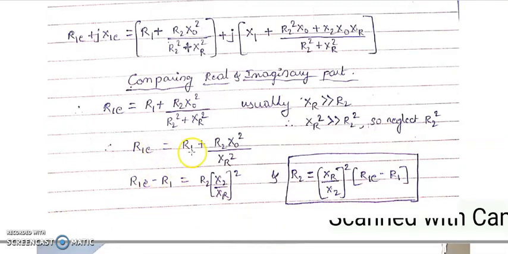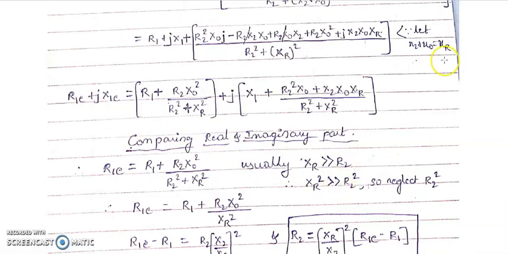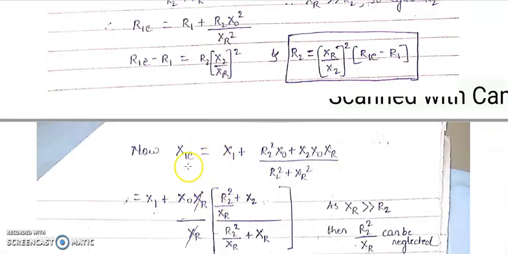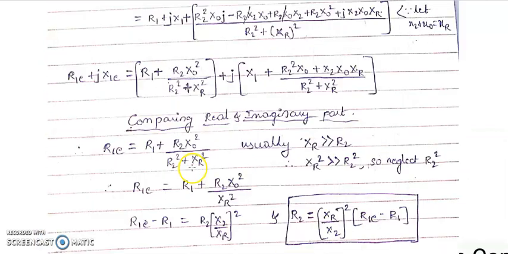And next you can see R1e minus R1 is equal to R2 (X2 by XR) whole square. Okay, you can write in terms of R2 also. R2 is equal to (XR by X2) whole square into bracket R1e minus R1. So this is how we are going to calculate the rotor resistance. If you want, you can replace this XR by X0 plus X2. Okay, here. Fine.